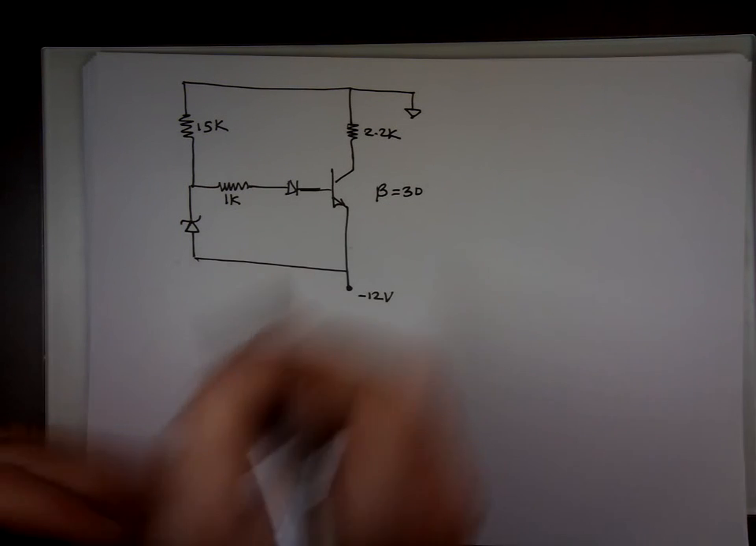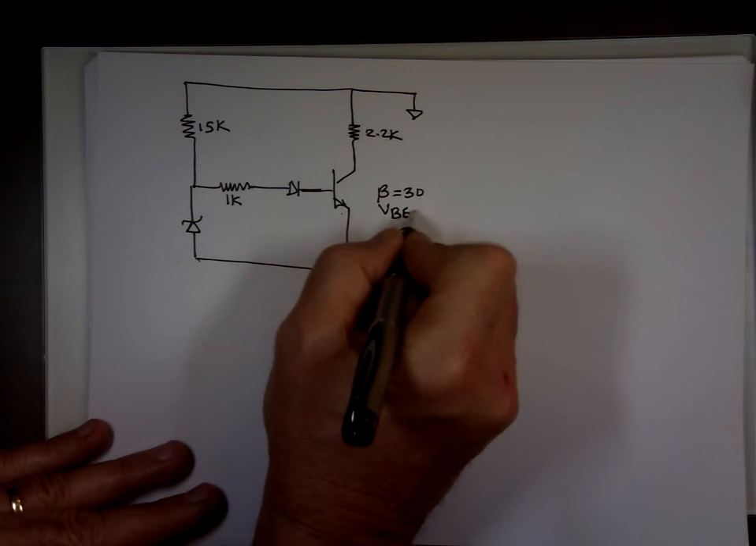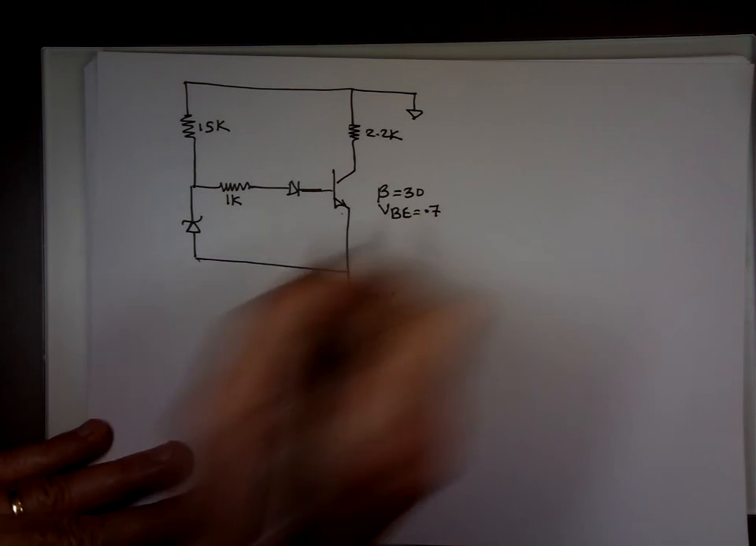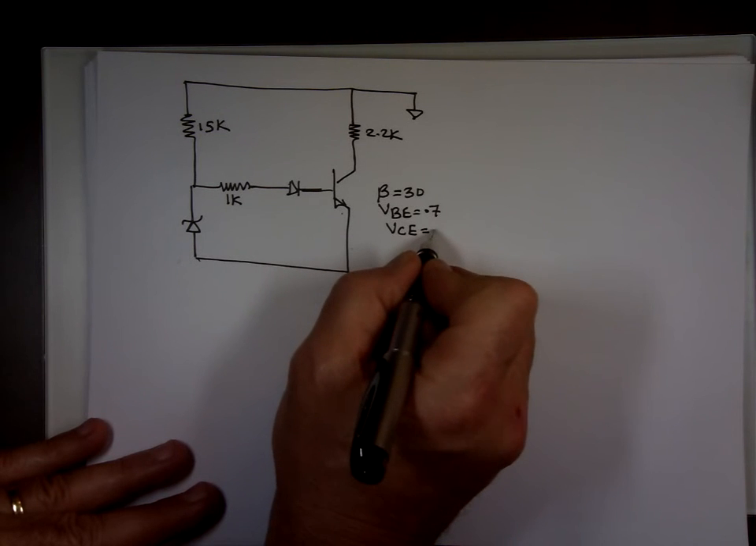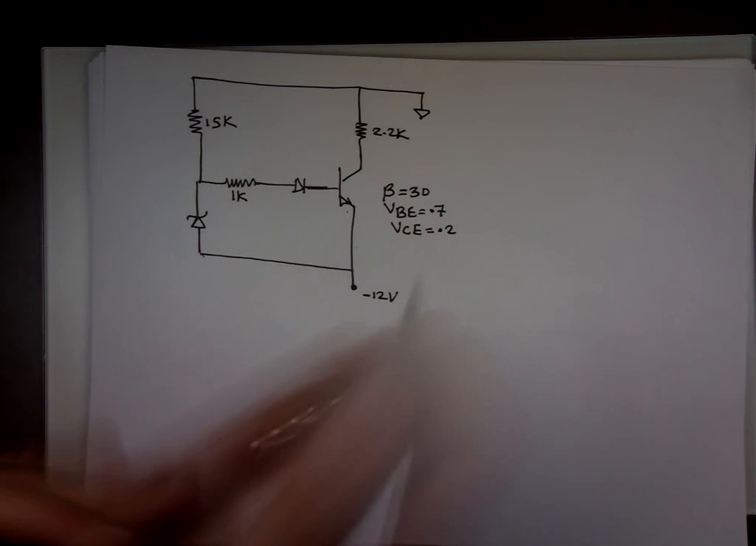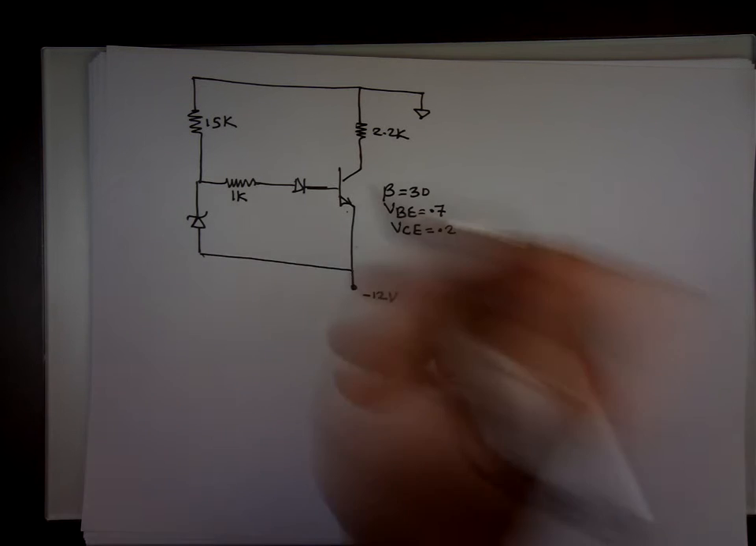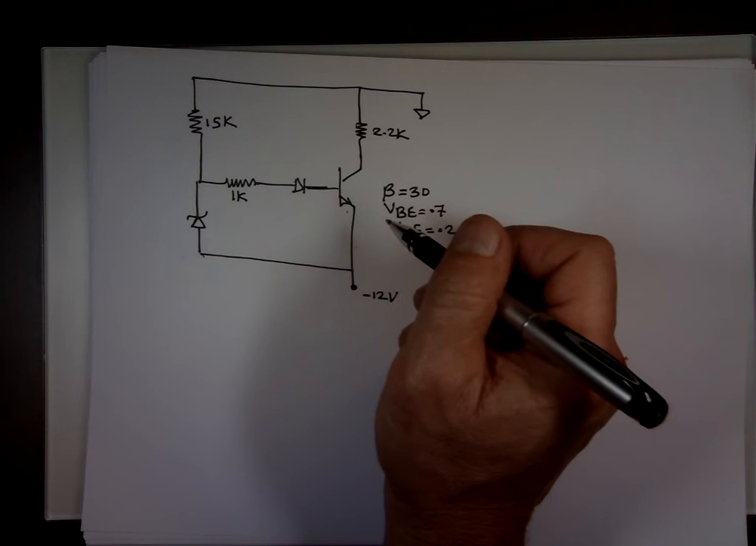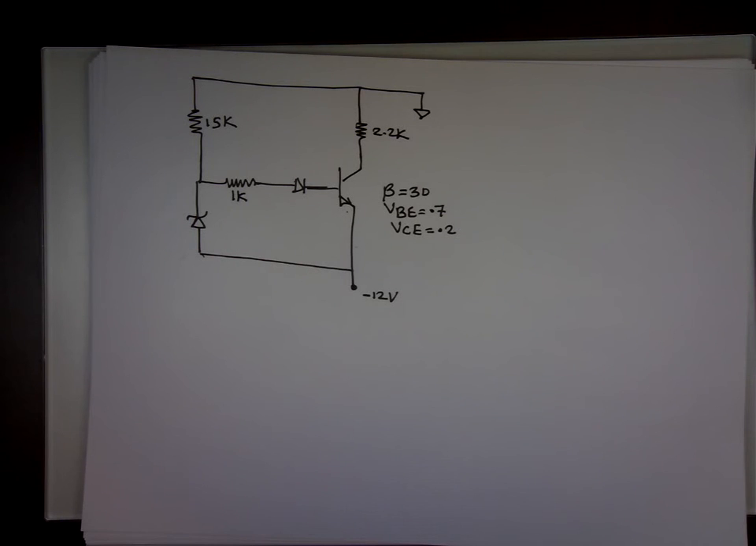And VBE, that's the base to the emitter, is 0.7. And VCE, if it's in saturation, I'm not sure if it is or not, but if it is, 0.2. And I don't know, we can ask for anything, maybe VCE to see if it's in saturation or not. Let's analyze this and go through it.